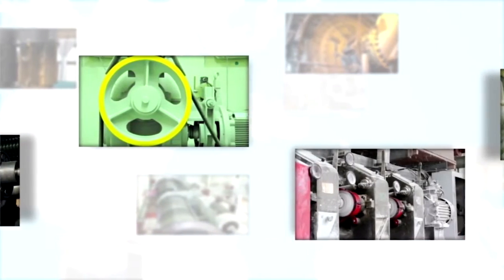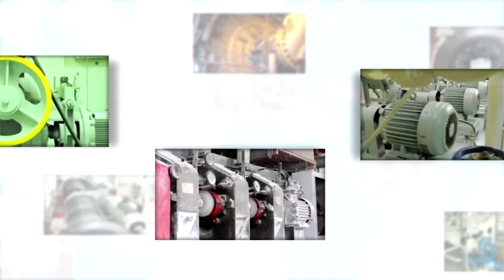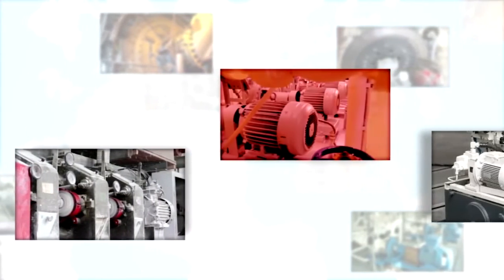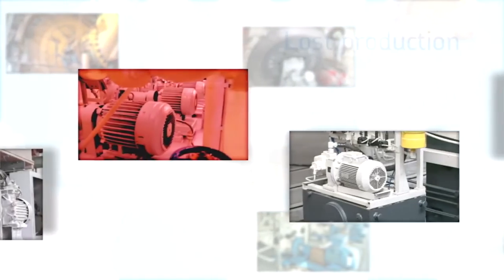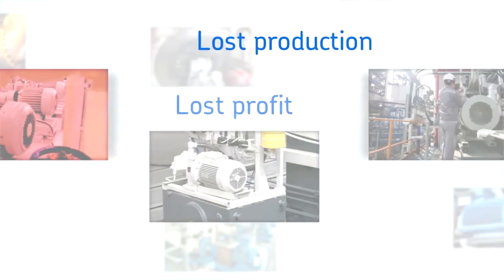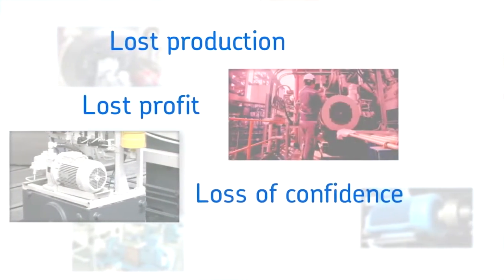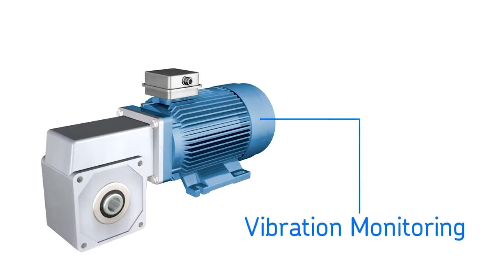Electric motors are everywhere in industry. When these motors fail, the costs of downtime are very high: lost production, lost profit, and loss of confidence if the failures were unforeseen. Many sites use vibration monitoring on their motors. This is good, but vibration monitoring misses up to 50% of motor failures.